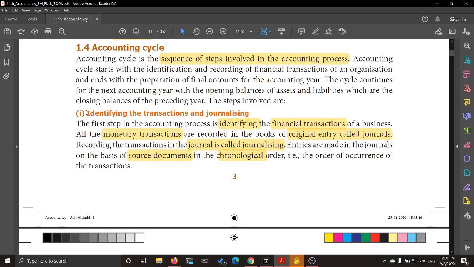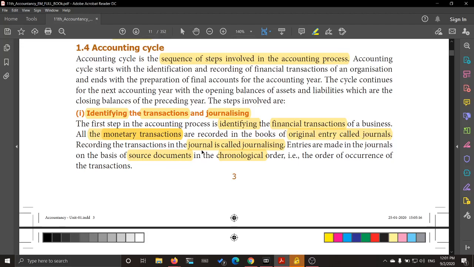First and foremost is identifying the transaction. So what we are going to do is first identify what are the transactions and then pass the journal entry. So, identifying the financial transaction: only those transactions which have got monetary value. I told you in the beginning itself, only those activities or transactions which can be valued in terms of money will be recorded in accountancy. So those which have got monetary value only will be considered as a transaction, and it is recorded in the books of original entry, otherwise called journals.